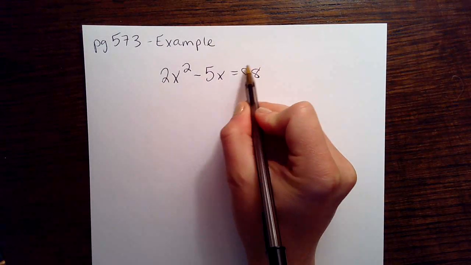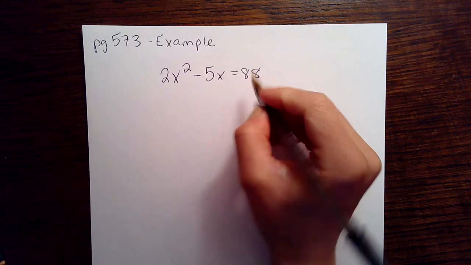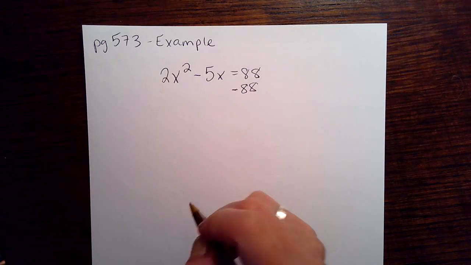If I want my right-hand side of the equation to be equal to 0, I would simply need to subtract 88 from both sides.